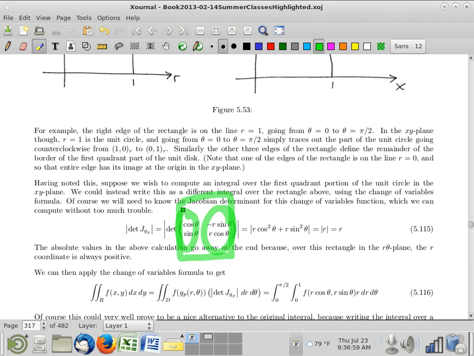I'll let you check me on that. It's a couple of partial derivatives. Take the determinant. Don't forget to take absolute values. The determinant ends up being r, which is kind of nice. But don't forget the absolute values. So the absolute value of r is that determinant right off the bat.